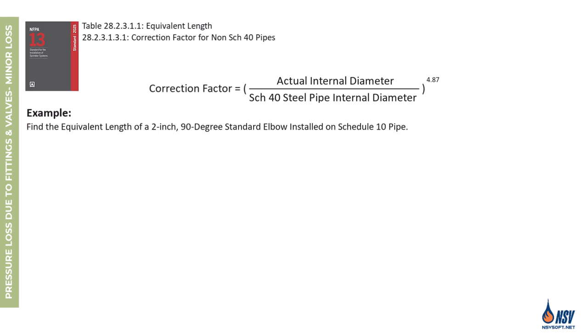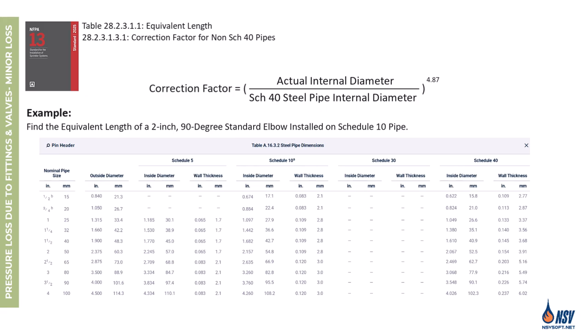For example, if a 2-inch 90-degree standard elbow is installed on a Schedule 10 pipe, we need to calculate the correction factor. First, we find the internal diameter of the 2-inch Schedule 10 pipe, and then the internal diameter of a 2-inch Schedule 40 pipe using the reference table.